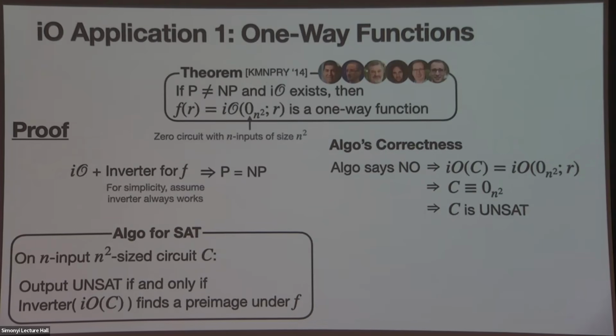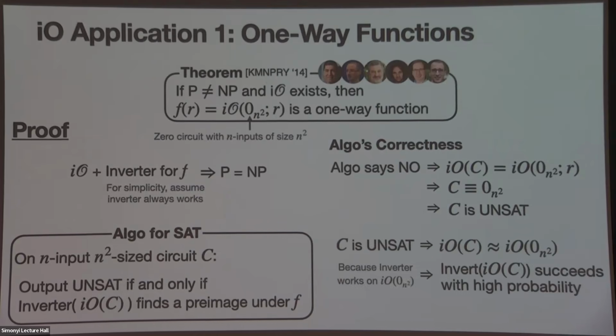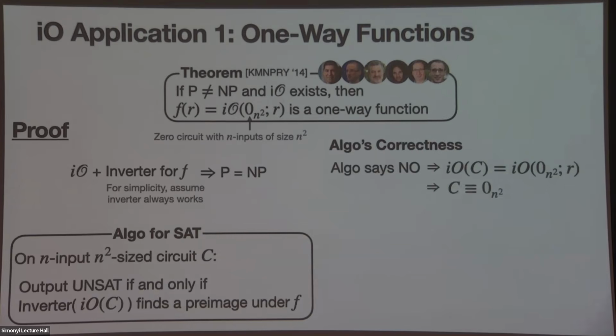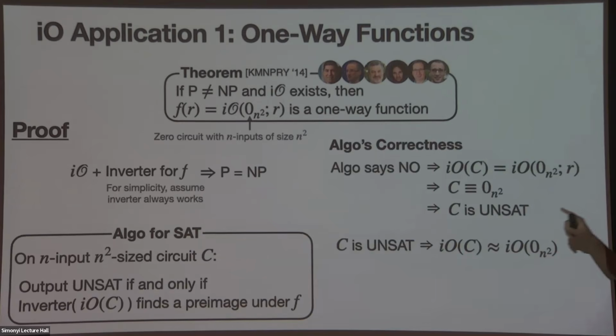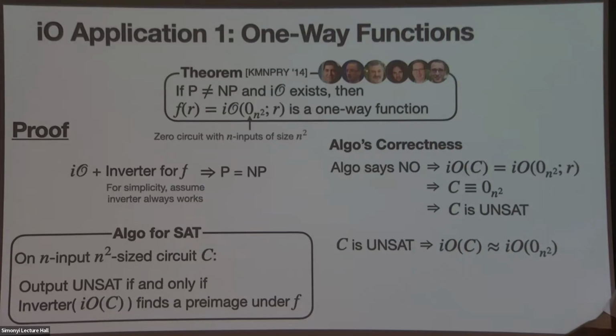All right. Now the reverse direction, which is the harder direction, but not that hard. So let's say a circuit is unsatisfiable. Now we need to show that the algorithm says no.